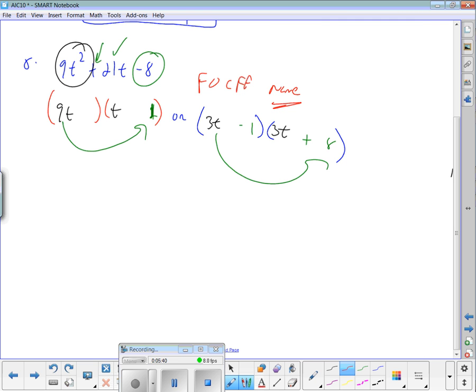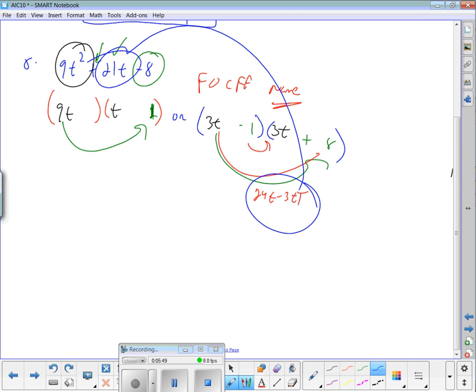Again, my check, outers, 24t, inners, -3t. Yes, that gets me my middle of +21t. That's the thought process. That's how you factor. You run through the possibilities in your head looking at the check, because the check is the key to the whole thing. The check is what you're doing.